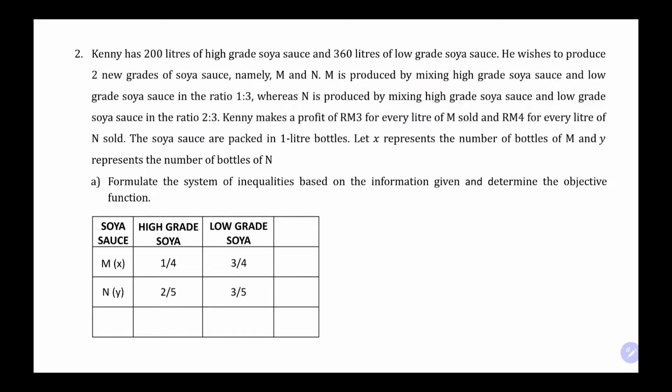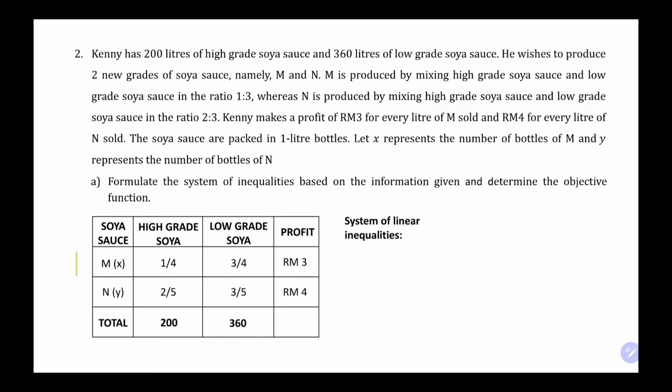And Kenny makes a profit of RM3 for M and RM4 for N. And we also have the total. From the first sentence, Kenny has 200 liters of high-grade soya and 360 liters of low-grade soya. This refers to the total: high-grade soya 200 and low-grade soya 360. We put the information in the table to make it easy for you to state the system of inequalities and objective function. Okay, from this table, we can find the system of inequalities.